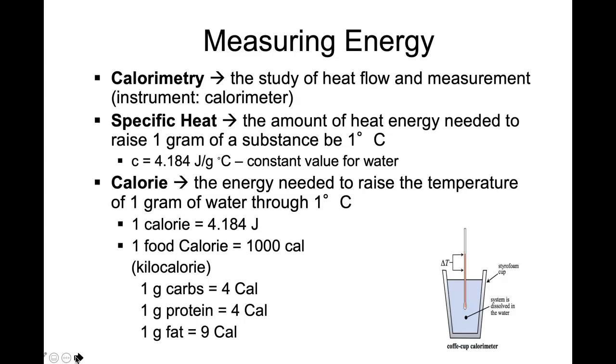And so the symbol that we use for specific heat is C. And you will need to know the specific heat of water. Like I said, it is high. It has a specific heat of 4.184 joules per gram degrees Celsius.